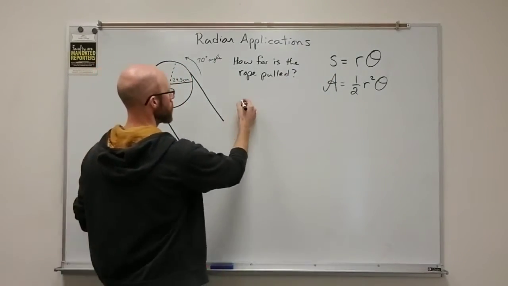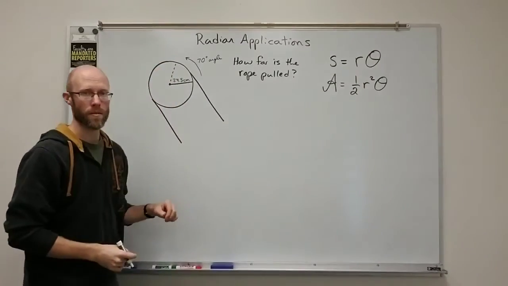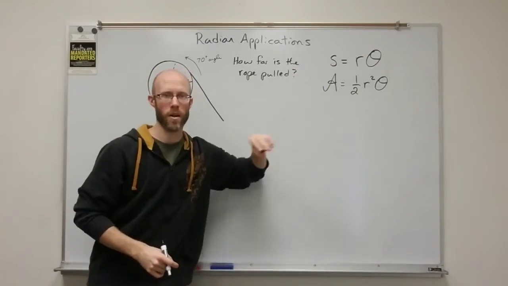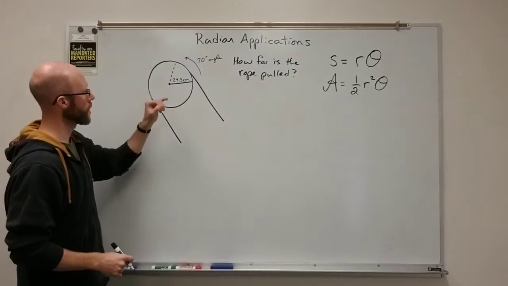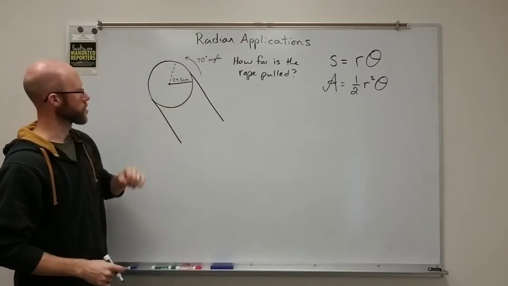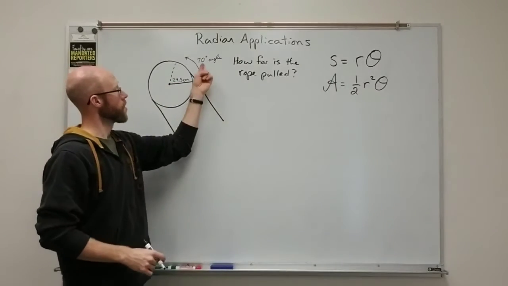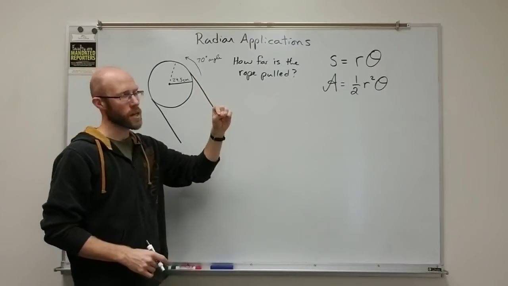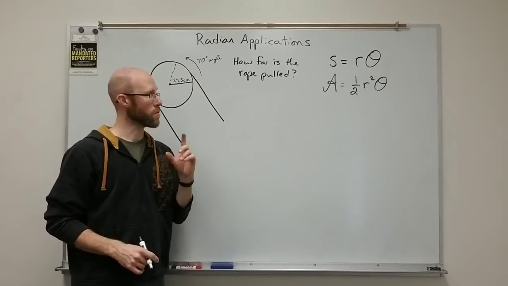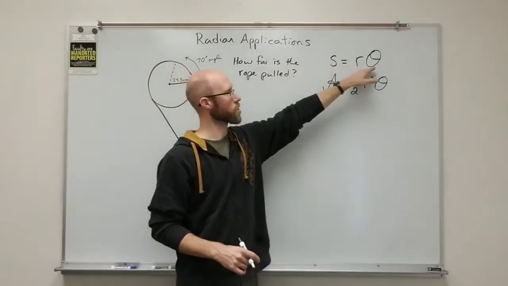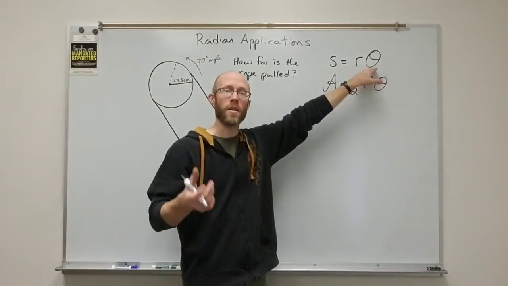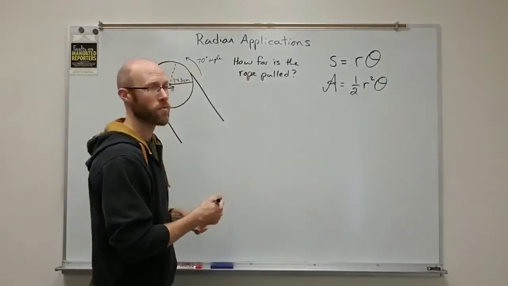So we know that S equals R theta. I've got my formulas up here for arc length and area. S equals R theta. I have the radius is 24.5 centimeters. The angle theta I need to convert. Remember, this formula only works when theta is in radians, not degrees. So I've got to convert that.